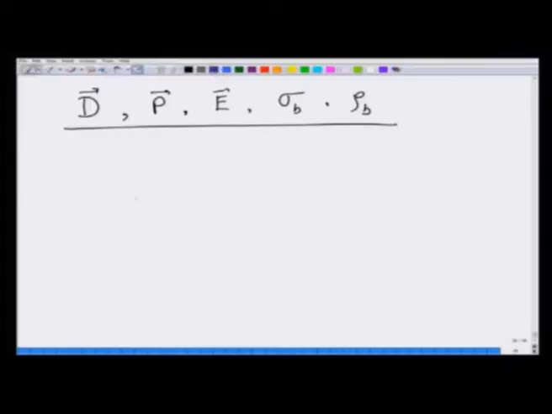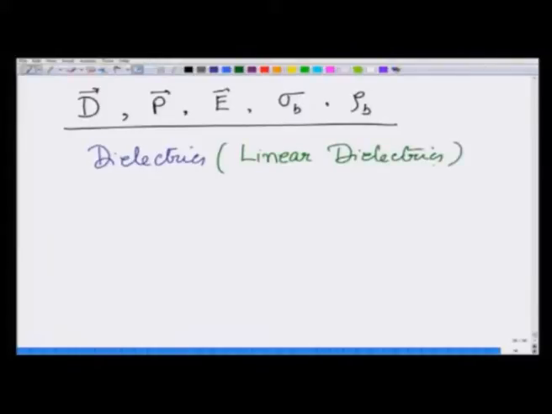We are now going to concentrate on something called dielectrics, and in particular linear dielectrics. These are materials which do not have any polarization by themselves, but if they are put in an electric field, then they develop a polarization P, which is equal to, I am defining a quantity chi e epsilon 0 E, where E is the field at that point.